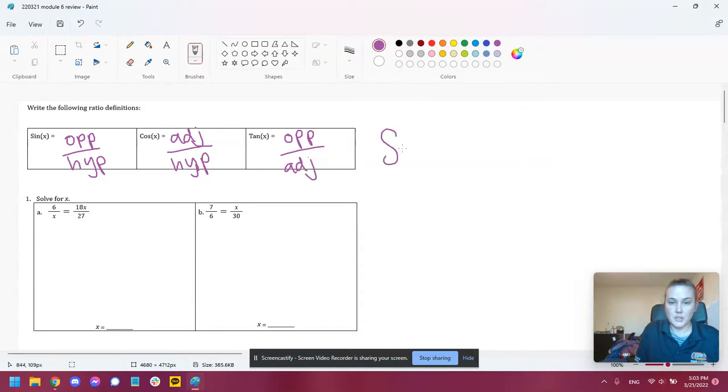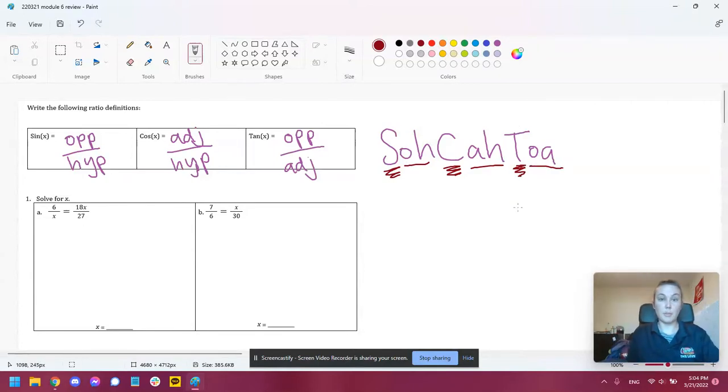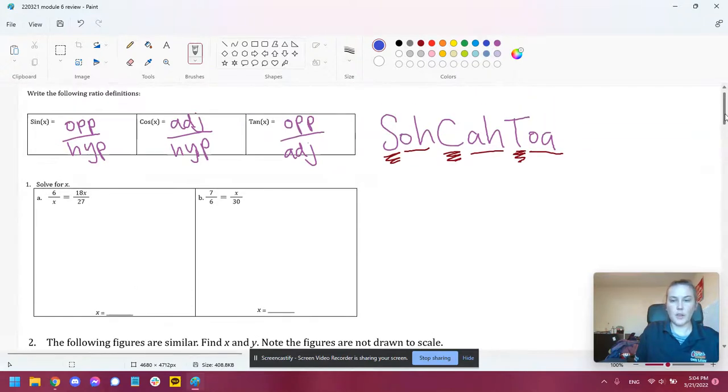Whenever people say SOHCAHTOA, what they're saying is sine is opposite over hypotenuse, cosine is adjacent over hypotenuse, and tangent is opposite over adjacent. So this is kind of like the mnemonic that a lot of people use for memorizing sine, cosine, and tangent. Cool. That'll be useful later on in the review and later on in the test, but I want you to have it written somewhere on your test so you can refer to it if you don't get your notes on your test.